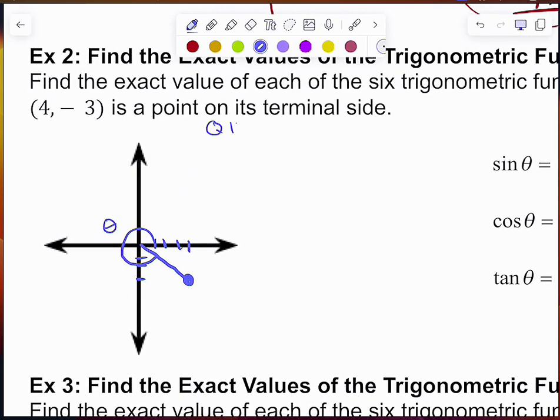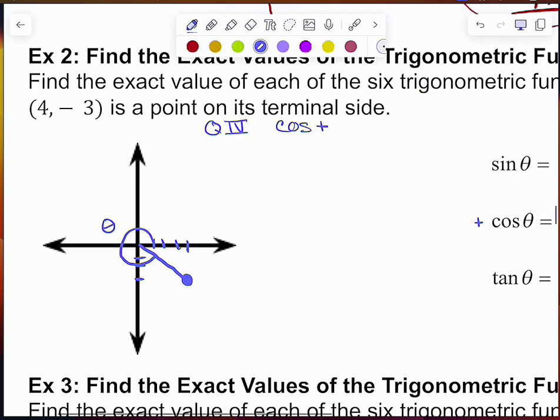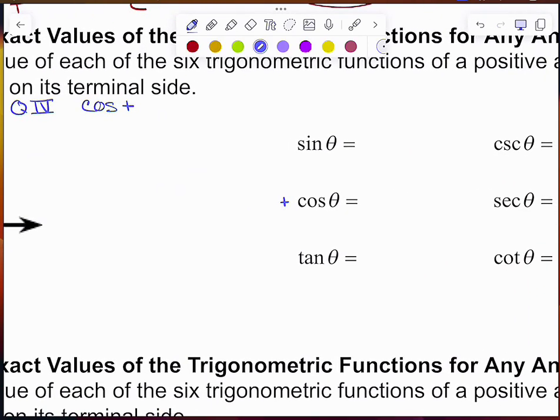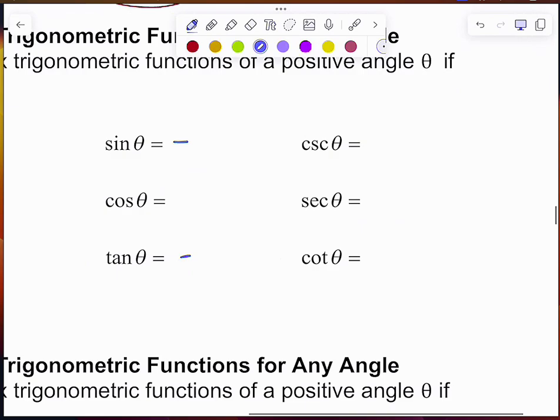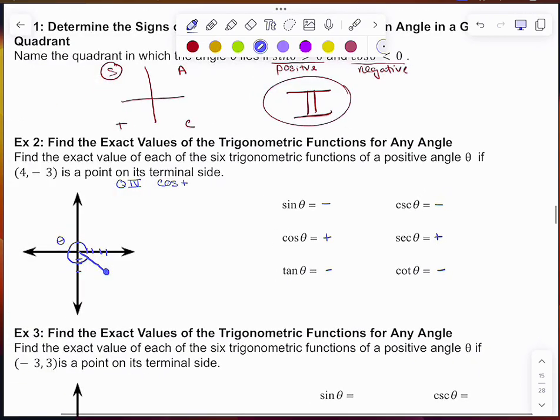We don't care about that so much as long as we recognize that we've landed in quadrant 4. So it lands in quadrant 4, which means cosine is positive and everything else is negative. So even before I do anything with any numbers, I know that this is negative, negative, negative, negative, and cosine and secant are positive. I already know that without even looking at numbers.